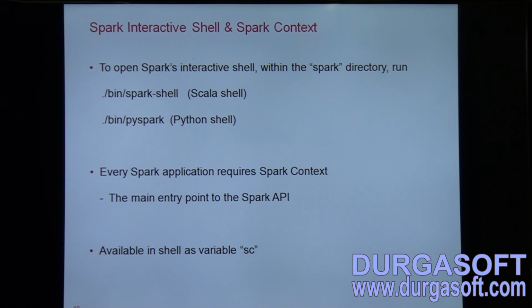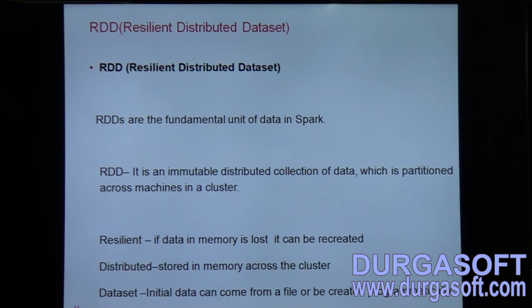Every Spark application requires a Spark context. That is the main entry point to the Spark API. We can connect to the shell, create a Spark context, and then interact with the Spark API. sc is the variable available at the shell level. So this is the main thing.